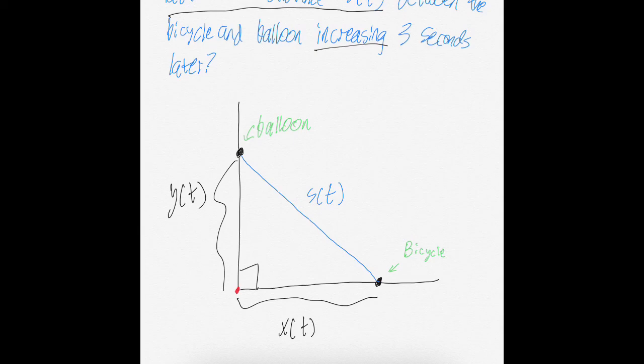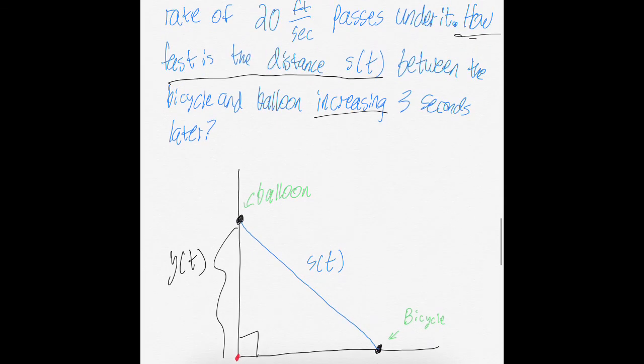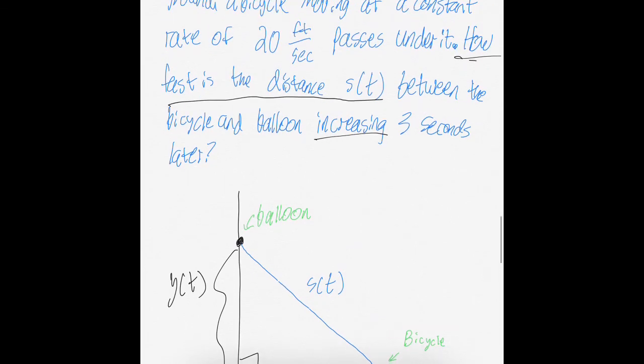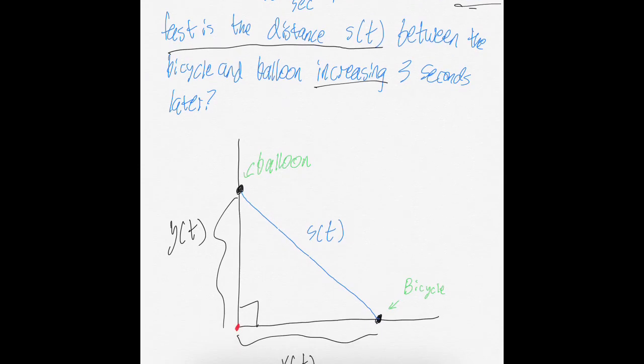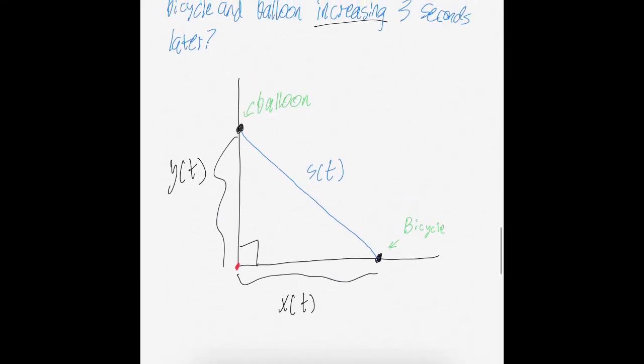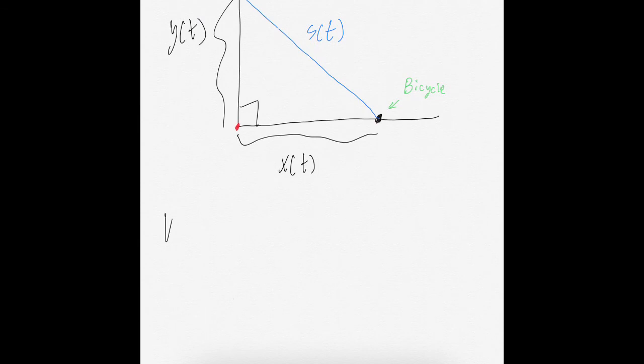Okay. So the first question which you want to ask yourself virtually any time that you have one of these related rates problems is, okay, I got all this stuff going on, all these numbers, I got balloons, I got bicycles, what the heck am I actually interested in? And so what we are interested in, I already underlined it from earlier, is how fast s of t is changing. We are interested in how fast s of t is increasing 3 seconds later.